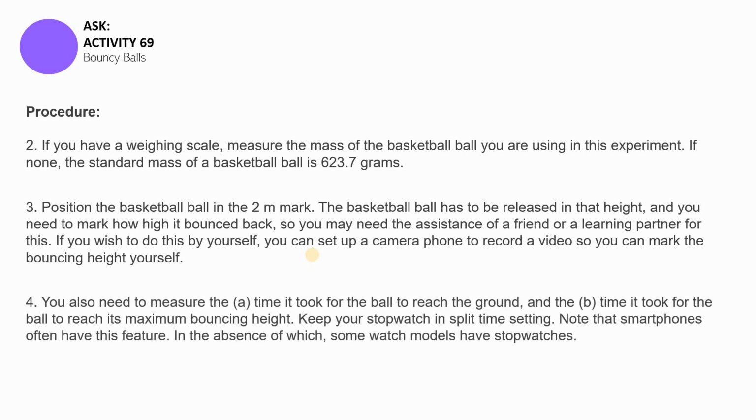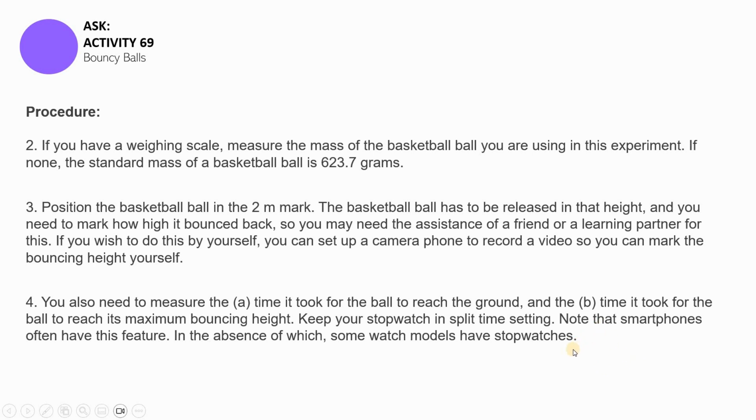Now, you also need to measure the number 1 or letter A, the time it took for the ball to reach the ground. So yes, a camera phone or a phone is really advisable. Like taking a video of it is highly advisable. And then B, the time it took for the ball to reach its maximum bouncing height. So yung first na time dito is yung pagbaba ng ball. And then second time naman is yung pag-akyat ng ball as it bounces up. Okay? Now you have to keep your stopwatch in split time setting, or you can just record the video. Okay?